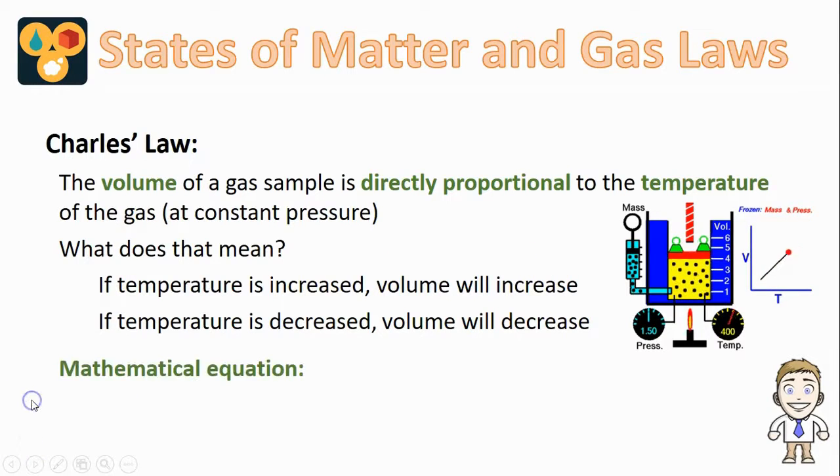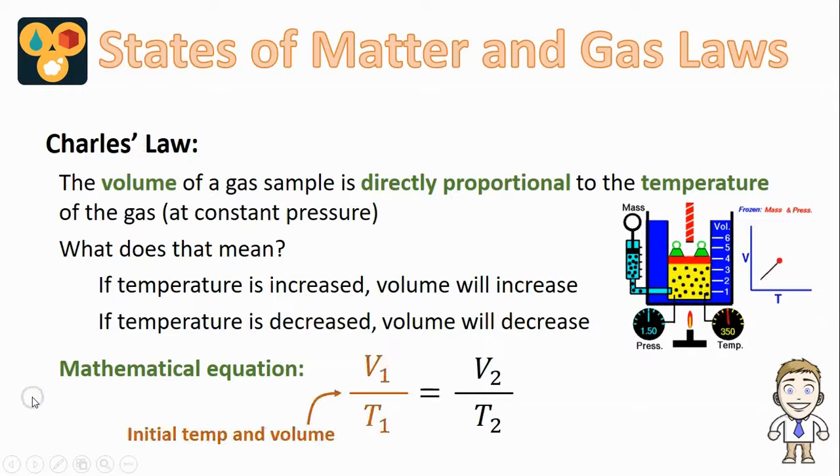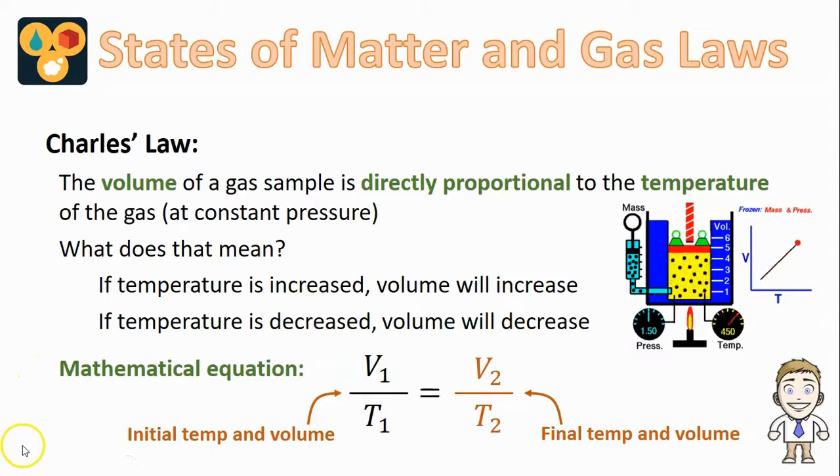The mathematical equation behind Charles' Law is V1 over T1, so it's divided by T1, equals V2 divided by T2. Of course, the ones indicate these are the initial temperature and initial volume of the gas before any change takes place, and V2 and T2 will be the final temperature and volume of the gas after a change takes place.